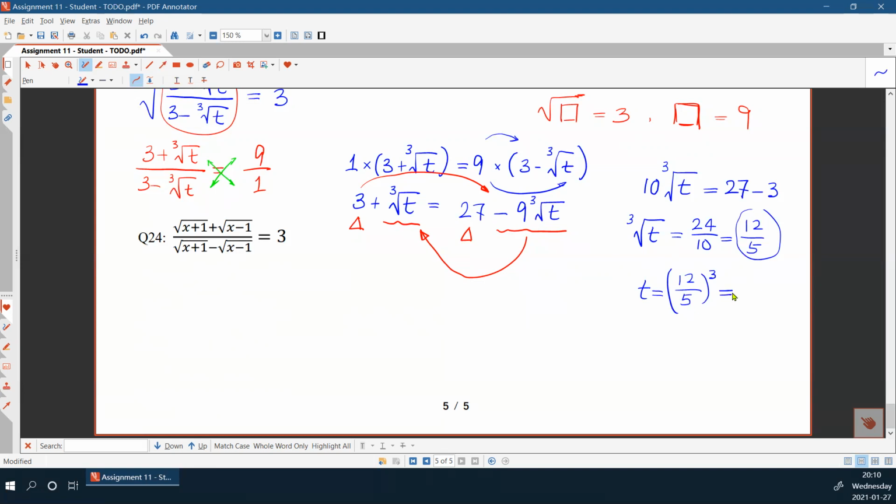Actually, you can also rewrite this in a fraction form, which is 2.4 raised to the third power, right? And then you can calculate this manually. Manual calculation is okay for a number like 2.4. It's not that complex, right? So the final result is 13.2824.